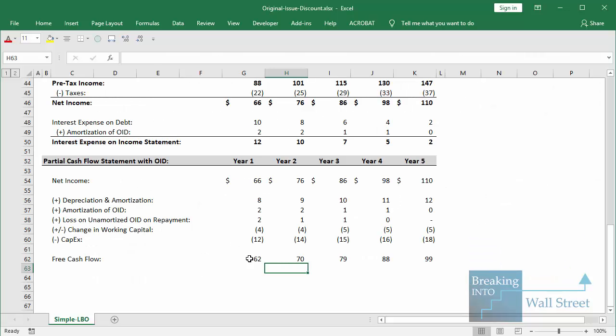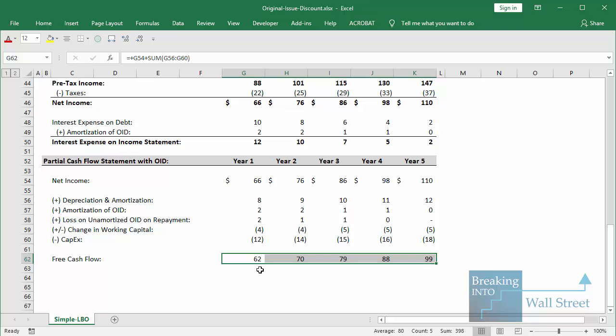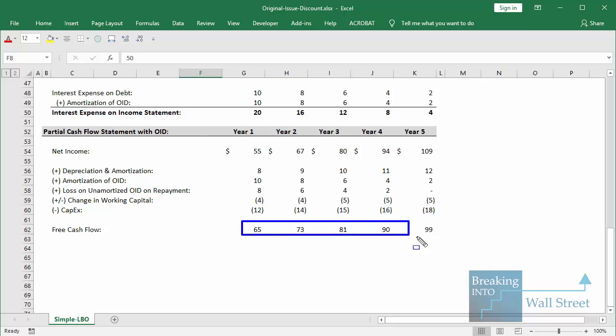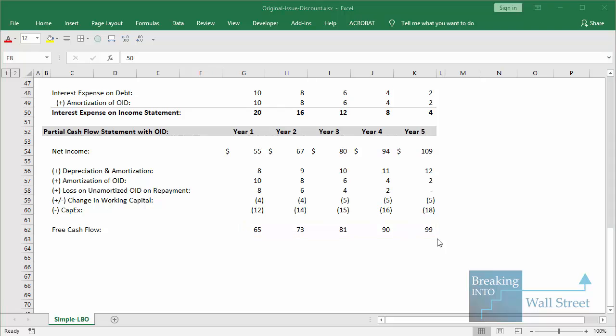Now, if you think about the magnitude here, we're going from free cash flow of 62 to 99 right now. Let's say that we increase this, and let's say that we issue this $100 bond for 50 instead. Now our free cash flow goes from 65 to 99. So it's clearly an increase here, but it's not really that much of an increase if you sit back and think about it. We're issuing a bond at a 50% discount, and yet our free cash flow here only goes up by a very, very tiny amount.